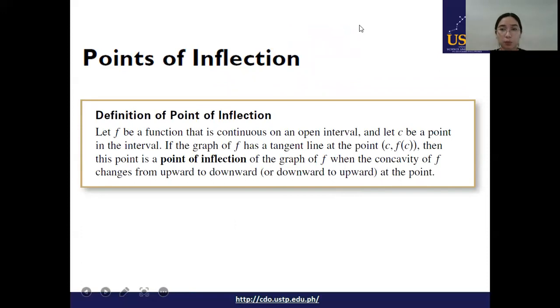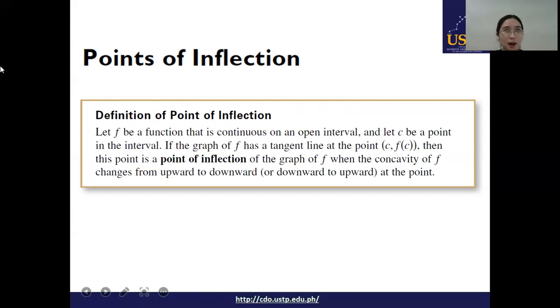Okay, so now let's proceed with the points of inflection. So definition of the point of inflection. Let f be a function that is continuous on an open interval, and let c be a point in the interval. If the graph of f has a tangent line at the point c, f of c, then this point is a point of inflection of the graph of f when the concavity of f changes from upward to downward, or downward to upward at that point. So that is the point of inflection.